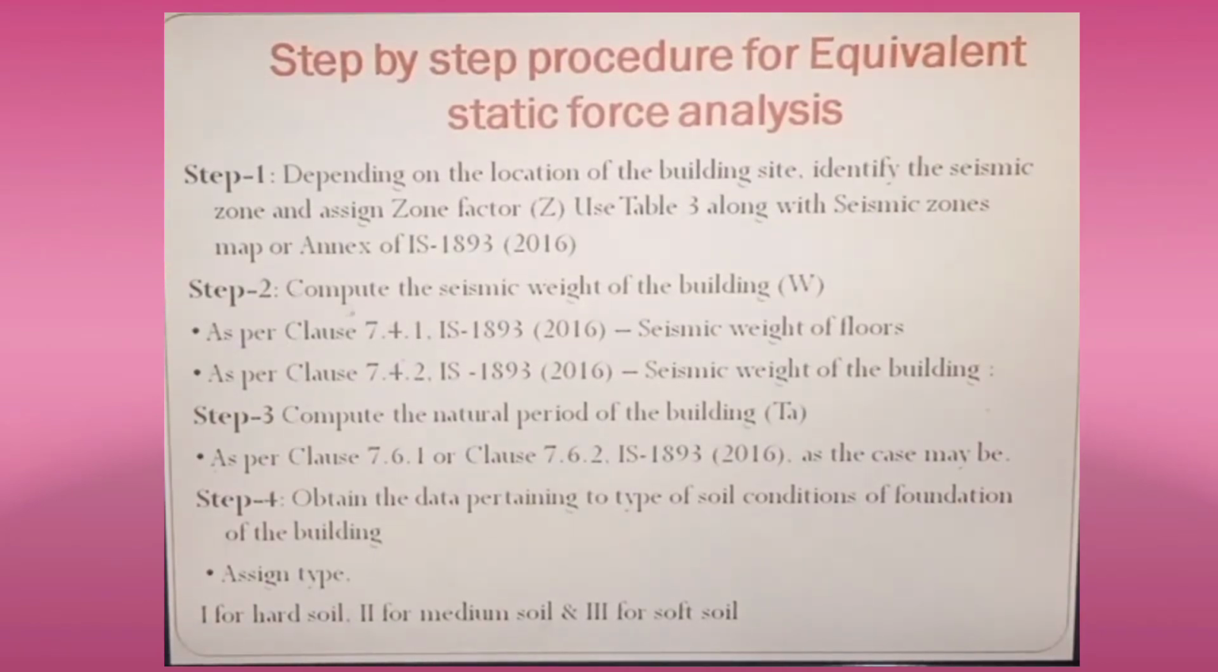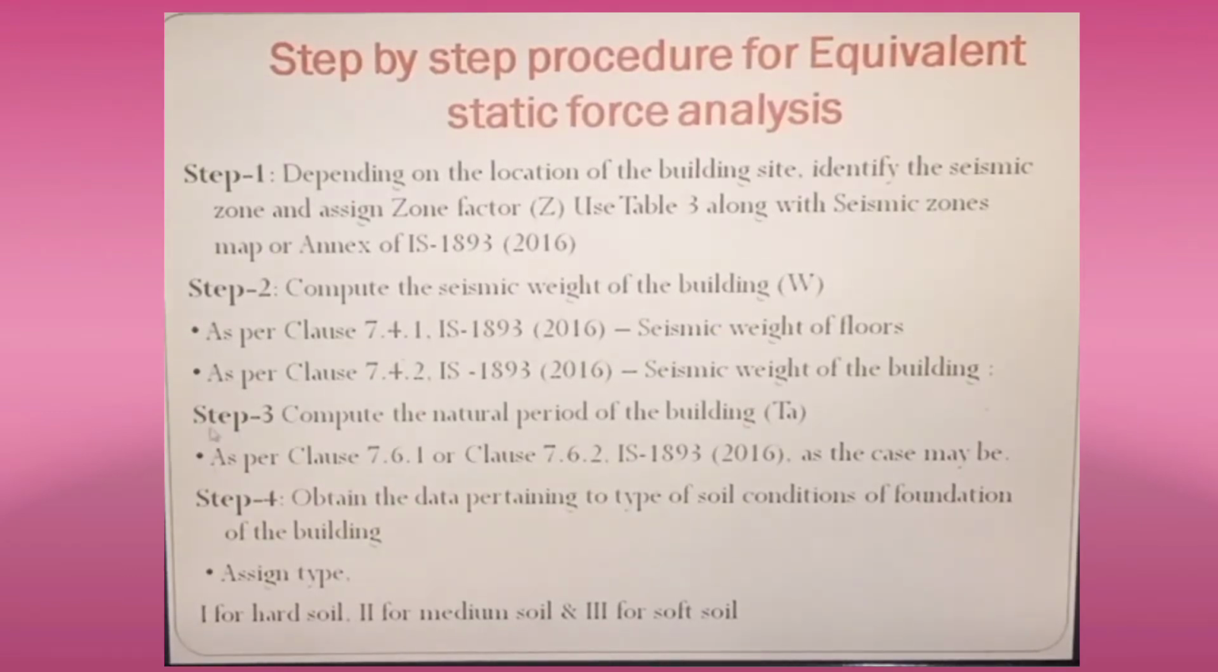The second step is to compute the seismic weight of the building, that is W. As per clause 7.4.1 of IS 1893 2016, you need to calculate the seismic weight of floors and the seismic weight of the building. How to calculate that particular seismic weight, I am going to tell you while solving the numerical itself. It is a very simple procedure, we will discuss it later. Just know that the second step is computation of the seismic weight of the building, that is W.